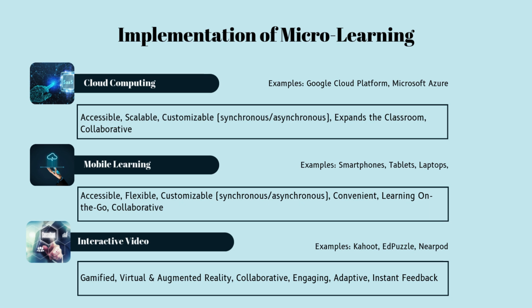Interactive video is one of the types of technology that you'll use for these microlearnings. It can be gamified, it can be virtual or augmented reality, mixed reality. They also allow for collaborative experiences. They're more engaging. They often involve instant feedback and adaptivity to the learner's needs. Just a few examples of ones that we've already kind of looked at are Edpuzzle, Nearpod, and Kahoot.